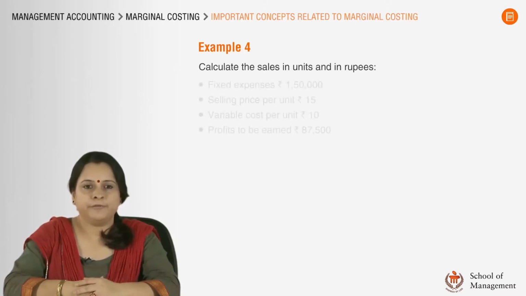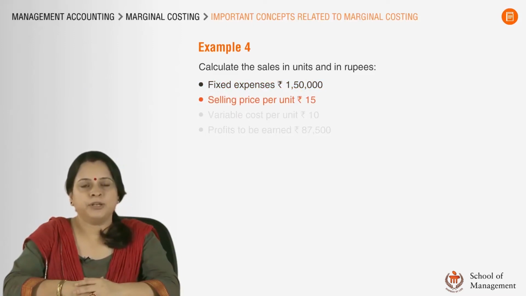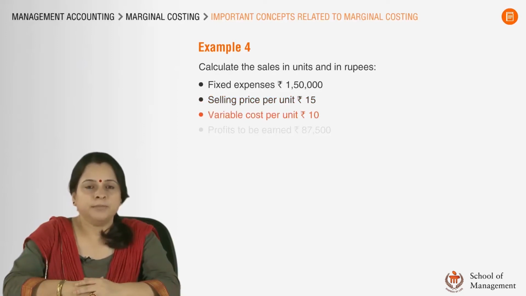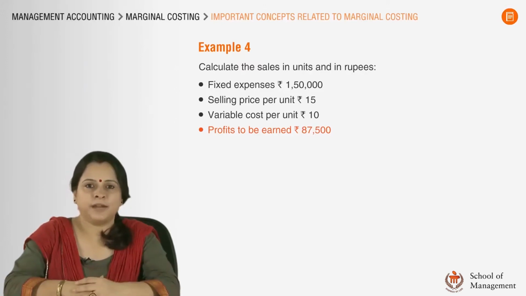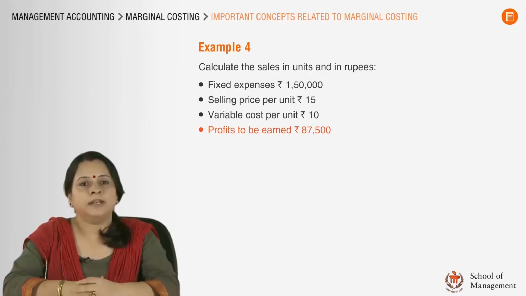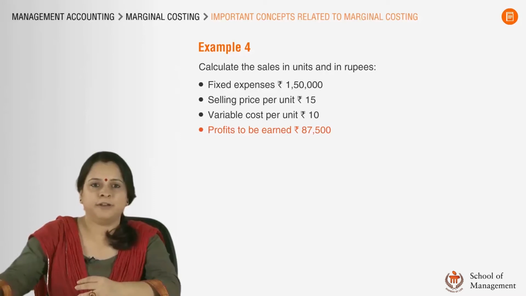We are given the following information. Fixed expenses incurred by the firm is 1,50,000 rupees. Selling price per unit is 15 rupees. Variable cost per unit is 10 rupees. Profits to be earned is 87,500. The firm wants to earn a profit of 87,500, so that is the target profit. We have to now calculate the sales, that is the number of units and in terms of rupees, that will enable the firm to reach this target profit of 87,500.